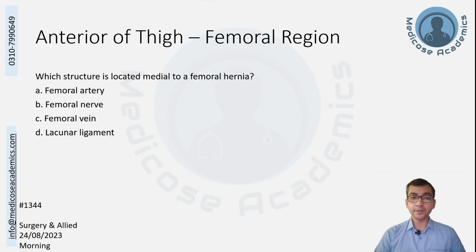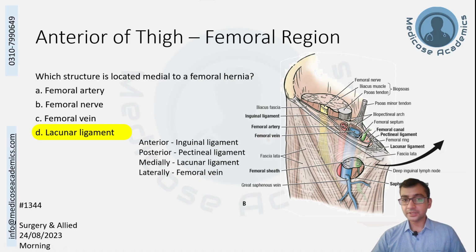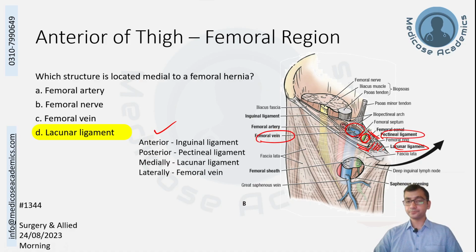Which structure is located medial to the femoral hernia? The boundaries of the femoral ring, from which the femoral hernia occurs, is a very common question. Now this is the femoral ring. Anterior to it, there is the inguinal ligament. Medial to it, there is the lacunar ligament. Lateral to it, there is the femoral vein, and posterior to it, there is the pectineal ligament.